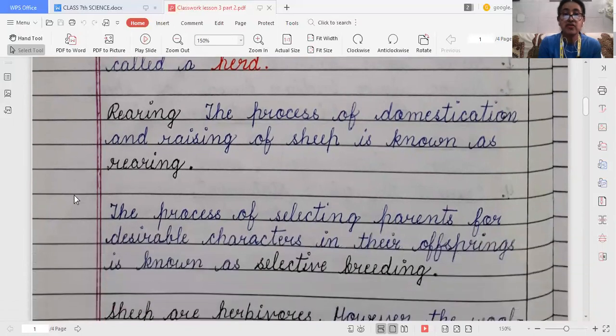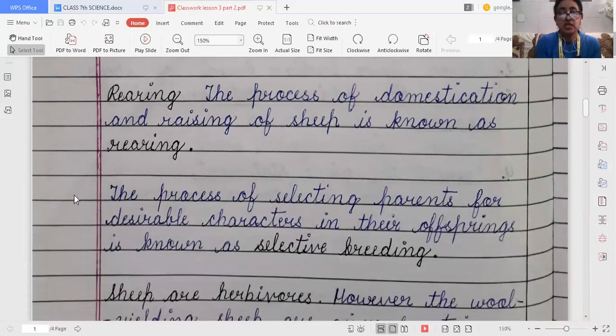Now, in rearing, there is one important process which is known as selective breeding. What is selective breeding? The process of selecting parents for desirable characters in their offsprings. Offsprings means their children. The parents with desirable characters, like they can give a good yield of wool, they can be disease resistant, are selected, and then these characters go to their offsprings, which is known as selective breeding.